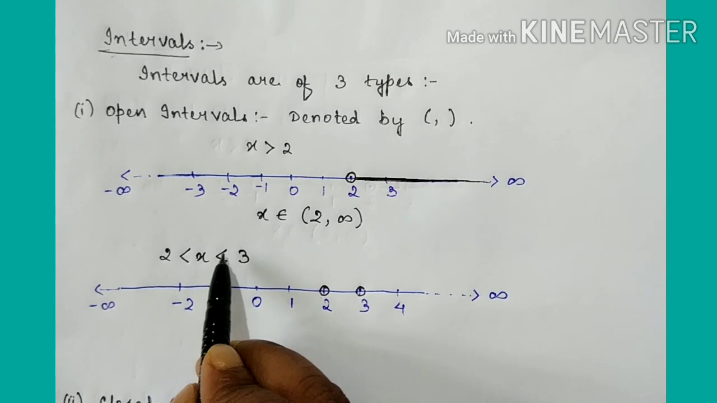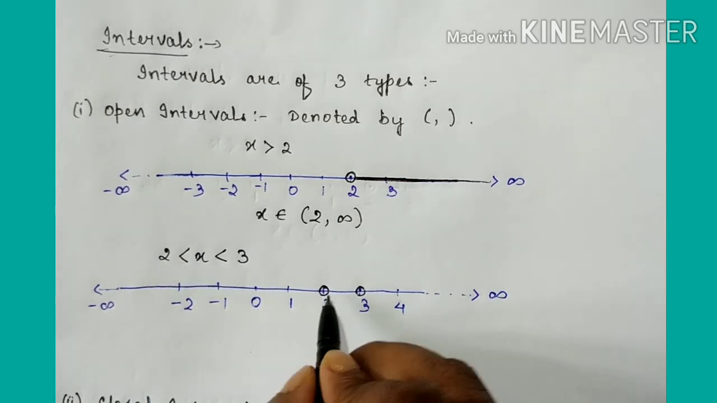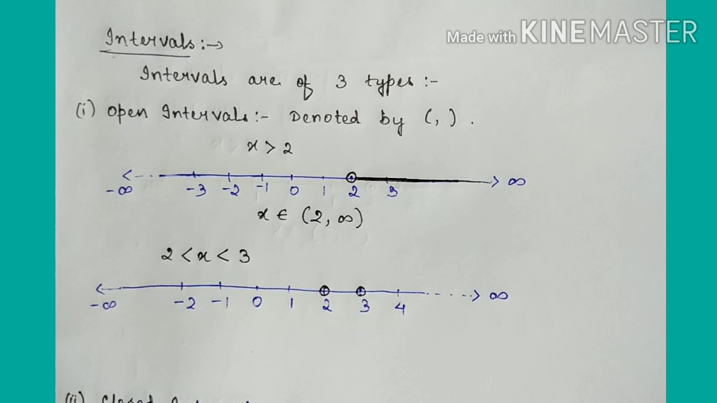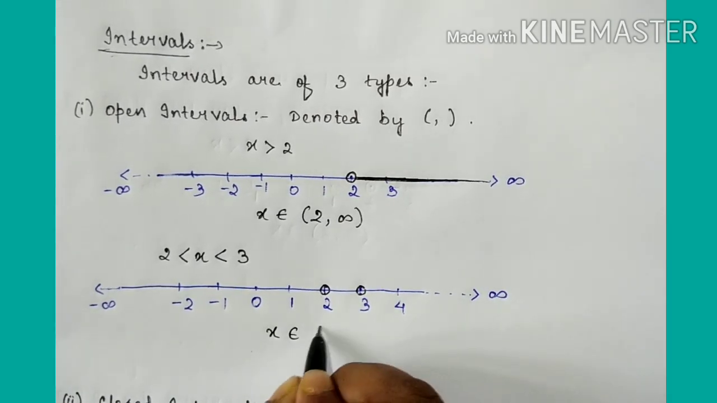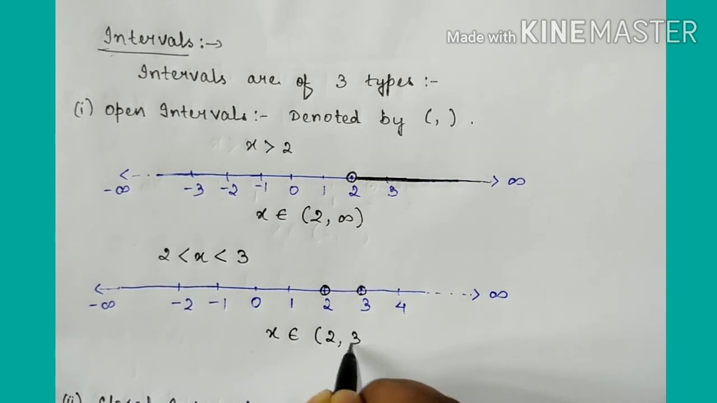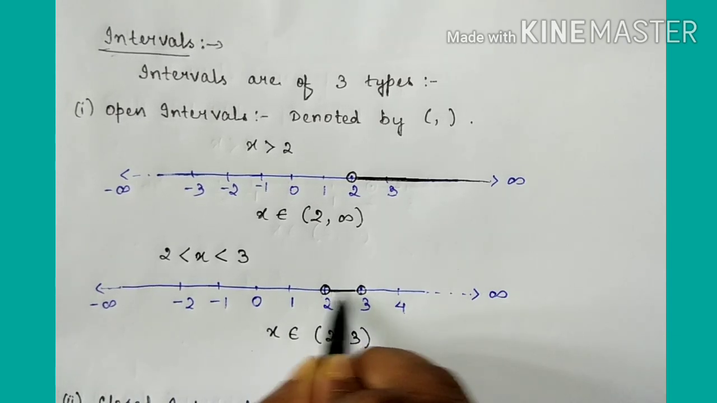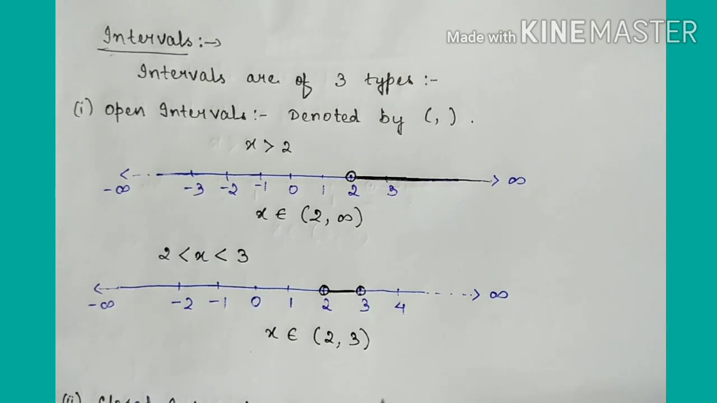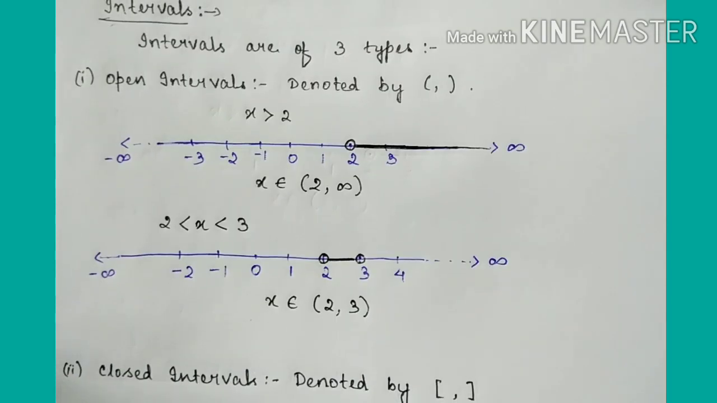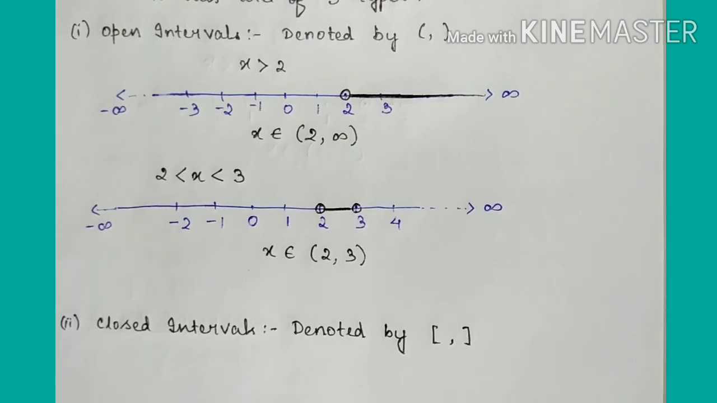Now since it is strictly less than 3 and strictly greater than 2, the points 2 and 3 will not be included in the solution set. So we write it as x belongs to open bracket 2 to 3. Here all the points between the points 2 and 3 will be the solution of this given problem. Okay, hope you understand this concept. Let's move towards closed intervals.